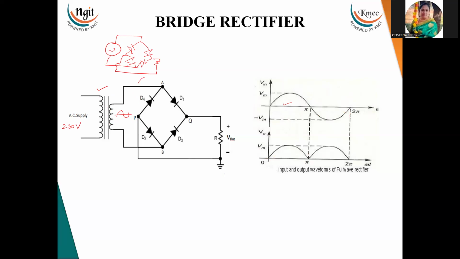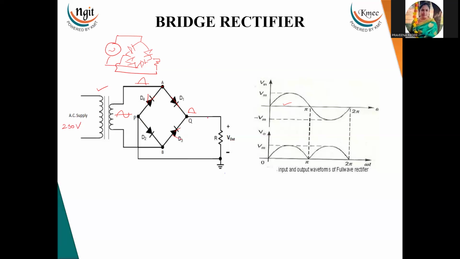If the positive signal is applied to the point A, then this is applied to both D4 and D1. With this, D4 becomes reverse biased, and D1 is forward biased. Now the signal will flow through D1, and here the signal will come. This signal again makes D3 reverse biased.